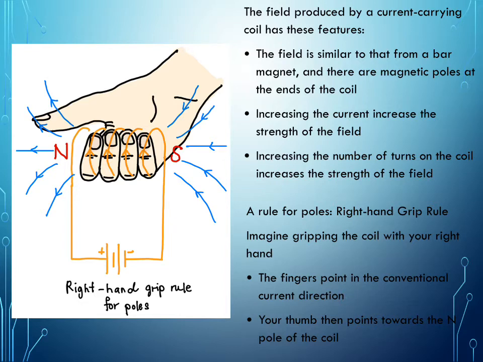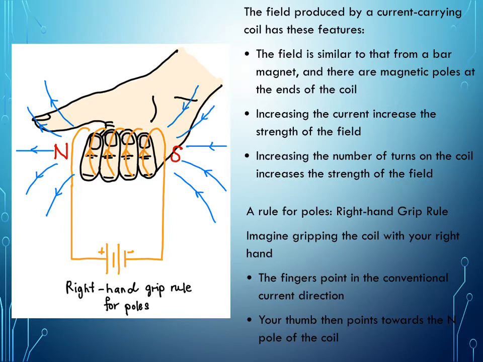Okay, so increasing the current increases the strength of the field, and the last one, increasing the number of turns on the coil increases the strength of the field. Kalau ada satu coil je, dia tak cukup kuat macam dekat solenoid yang ada banyak turns of coil.